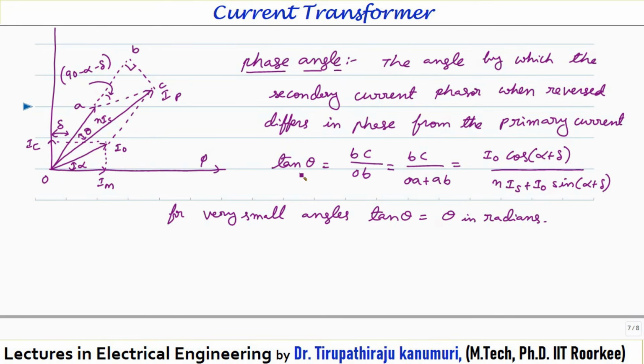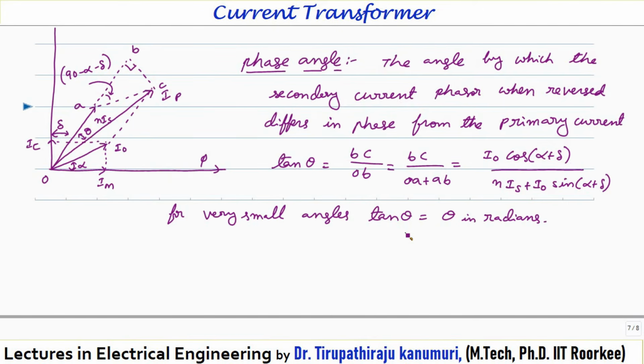So this phase angle I can write, from this equation, as tan theta. Tan theta is nothing but opposite by adjacent. So what is opposite? Opposite is BC and the adjacent is OB. So this OB I can write as OA plus AB, and tan theta as BC divided by OA plus AB, because BC is nothing but, as we have already derived, I naught cos (alpha plus delta), and OA is nothing but n times Is, and AB is I naught sin (alpha plus delta). So for very small values of the angle theta, because in practice the value of theta will be very less, even less than 1 degree in practice.